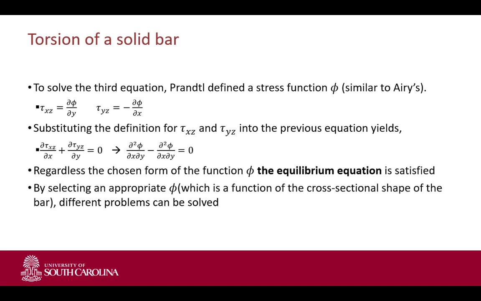So now, of course, the question becomes how do we select an appropriate phi, which is a function of the cross-sectional area of the shapes. This is basically the trick that we have to figure out.